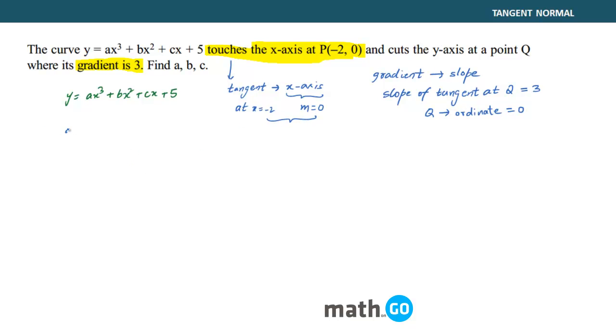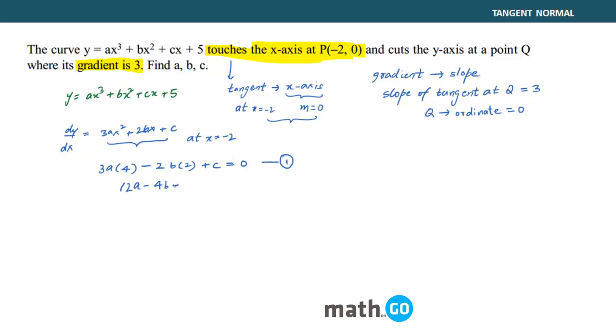So let's kickstart this question with this first property. dy by dx will become what? 3ax square plus 2bx plus c, right? It is given that the value of this at x equal to minus 2 should be 0. So the slope should be 0 at x equal to minus 2. So what will it become? 3a into 4, minus 2b into 2 plus c should be equal to 0. This is the first expression, right? So if you simplify this, it will be 12a minus 4b plus c equal to 0. So this, in fact, I should say is the first one.